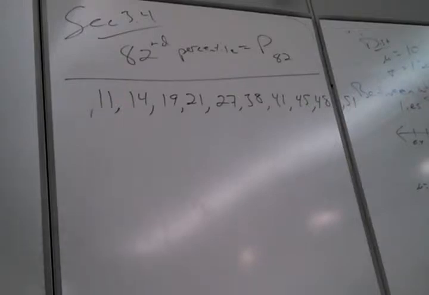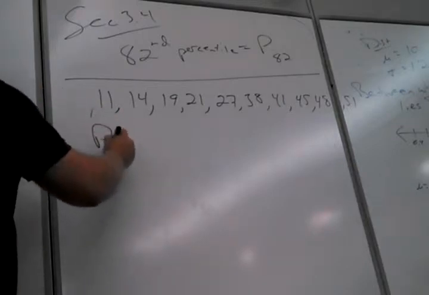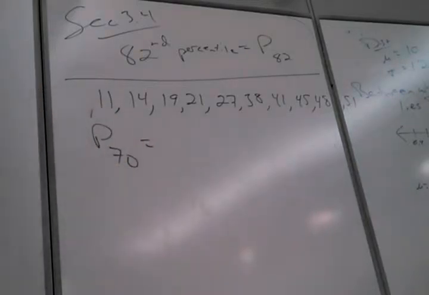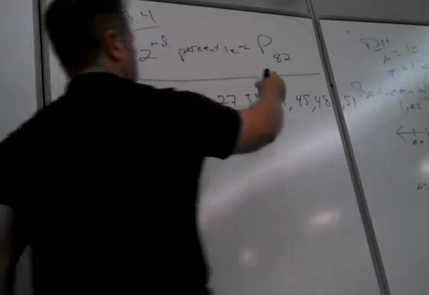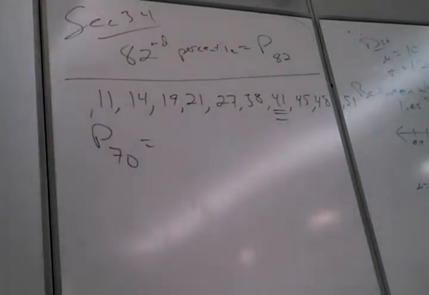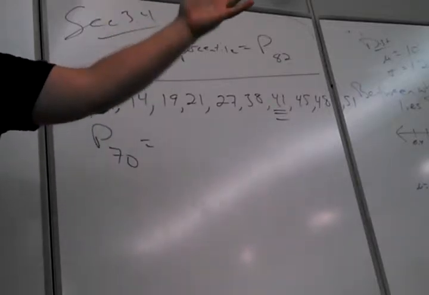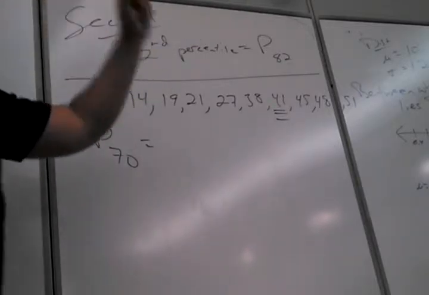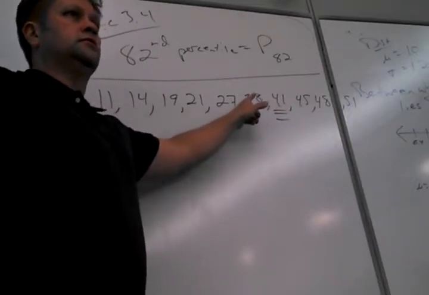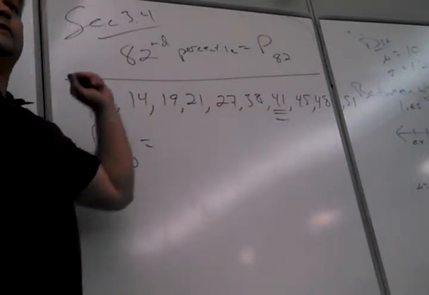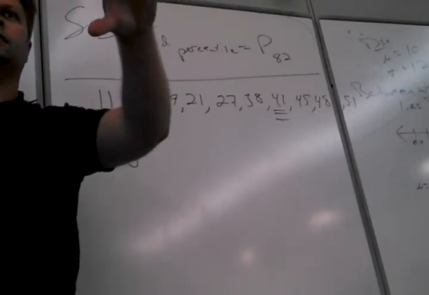Does somebody have a guess as to what that would be from that list of data? Good. That represents the 70th percentile. Does somebody have a guess as to what exactly that would be? So I have a guess of 41. Why did you guess that? Because it's the 7th one. But if it's the 7th one, how much is below it? 1, 2, 3, 4, 5, 6. So what percent is below that?